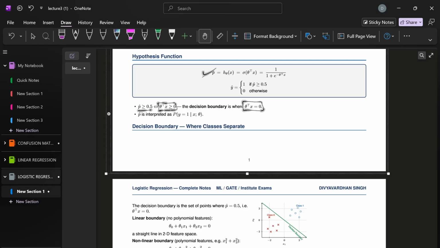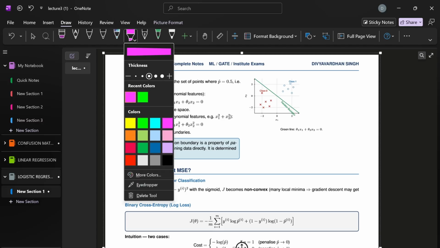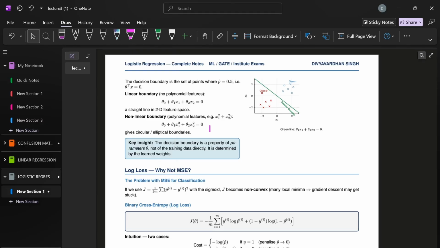For a 2D problem with two features, this gives you a straight line. If you add polynomial features like x1 squared plus x2 squared, you can get circular and elliptical boundaries. This is also an important part that you need to remember: for a 2D problem you get a straight line, and with polynomial features you can get elliptical and circular boundaries.